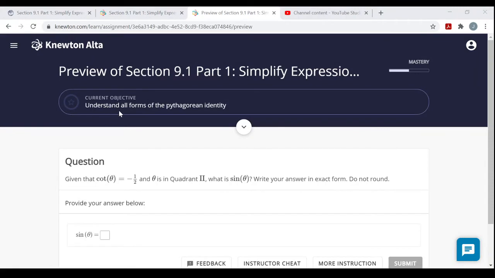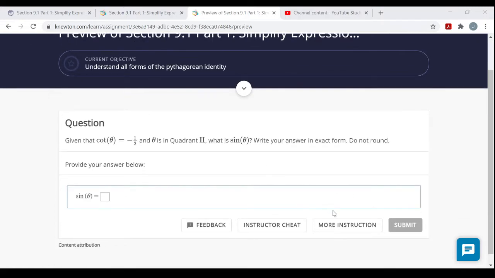So again, if you're unfamiliar with the objective, hopefully you've read through section 9.1 in your OpenStax Algebra and Trigonometry book. Or you can look here at more instruction, see what kind of notes or videos or examples they have, and see if that helps.